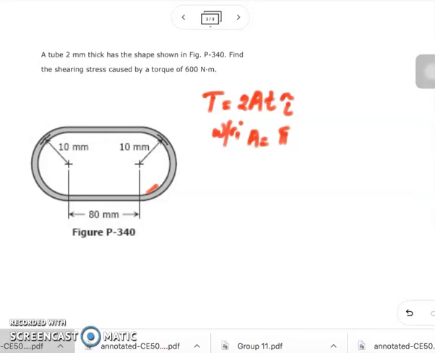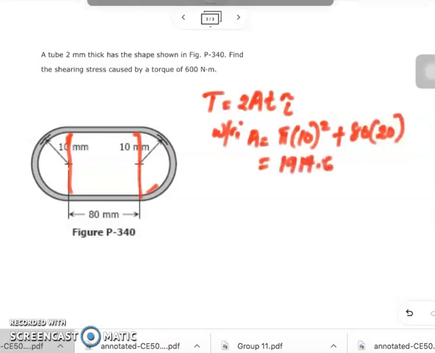Using the radius value, we can have the area of the circle, which is pi r squared. We have to take note, this is half of a circle, and two halves will make one circle. So the area of a circle using the radius will be pi r squared, and the radius is 10, so 10 squared, plus we have here a square from this portion. So that will be 80 times 20. This will give us 1,914.16 square millimeters. So that will be the area.